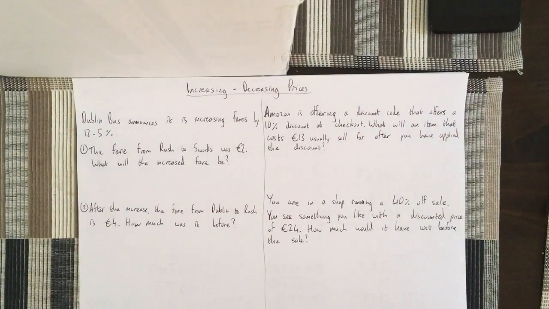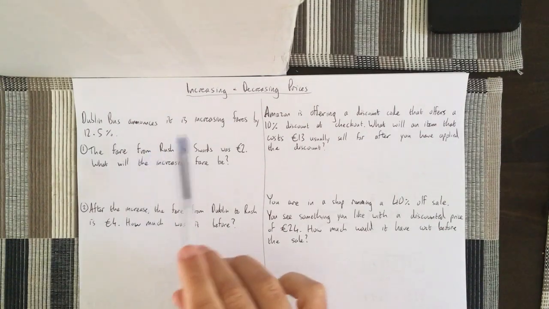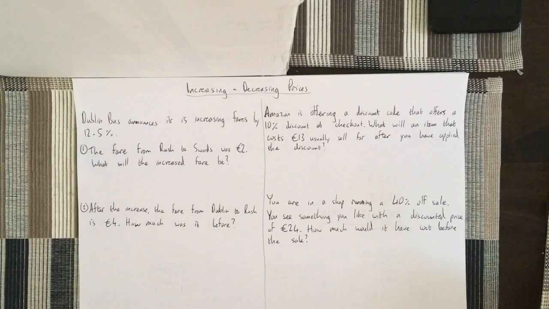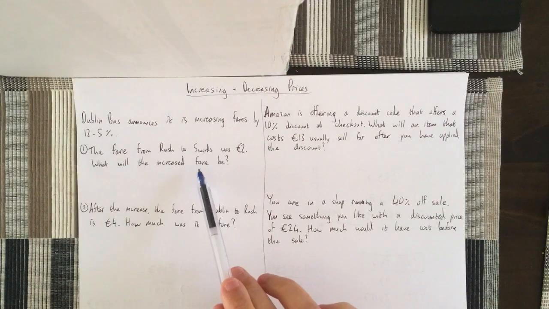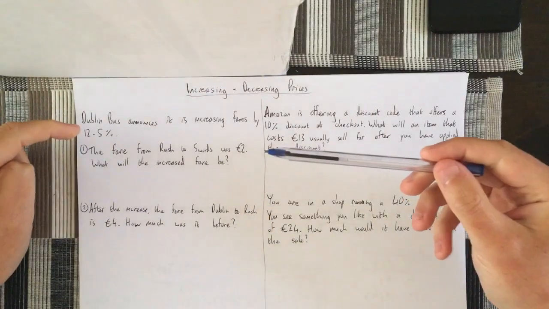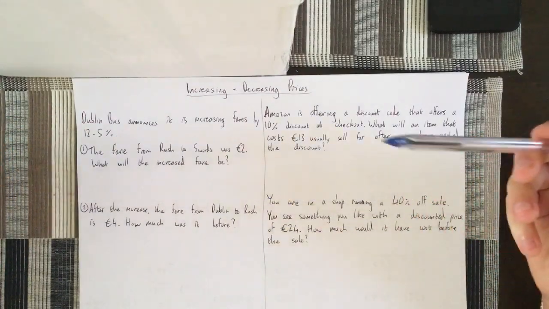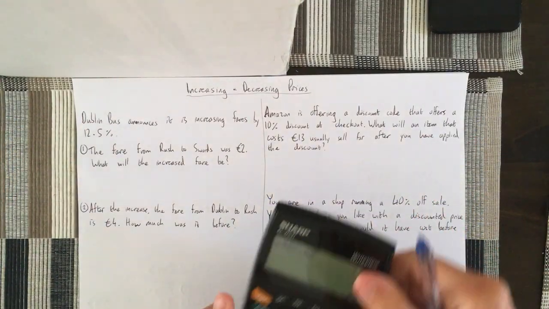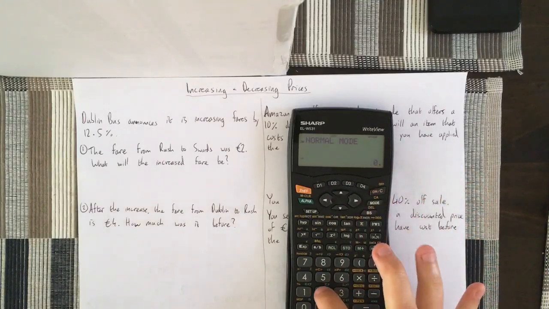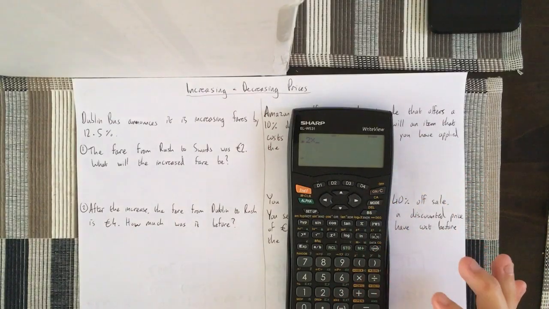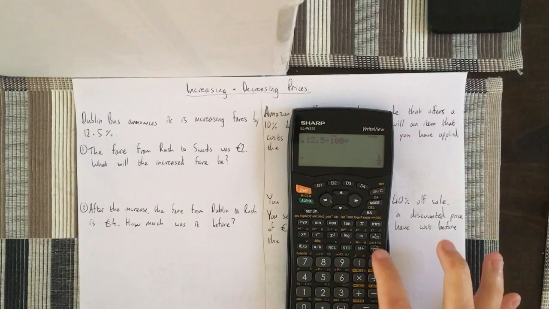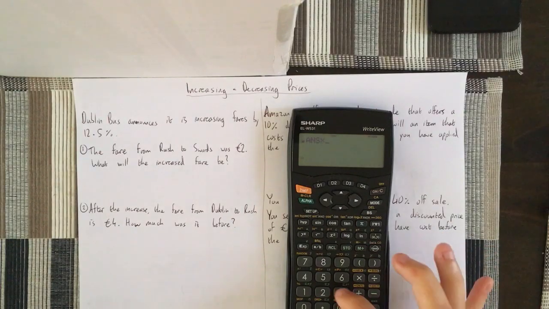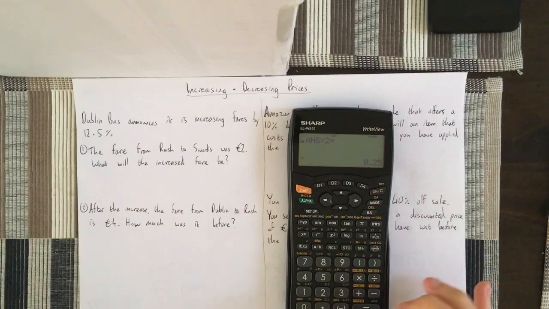So Dublin Bus announces it is increasing fares by 12.5%. Okay, so it's increasing its prices by 12.5%. The fare from Rush to Swords was €2. What will the increased fare be? So you need to get 12.5% of €2 and add it on. So 2 multiplied by 12.5% as a decimal, if you're not sure how to get it, 12.5 divided by 100, 0.125. So if you multiply 0.125 by 2, there's your answer, it's 25 cents.